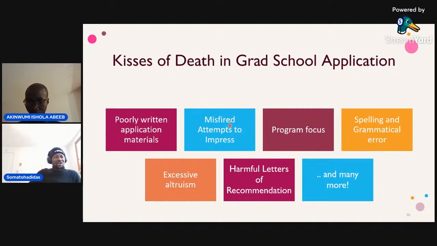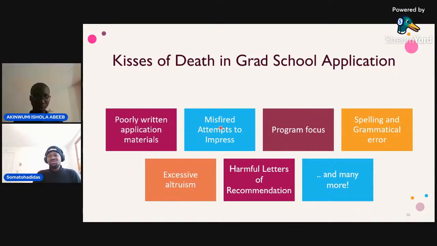Then there is another case of a misfired attempt to impress. One example is putting down your country or your undergraduate university. The lecturers are wicked, they reduce my mark, they are not good, they didn't do this. All these things leave a bad taste in the mouth of the reviewing committee.